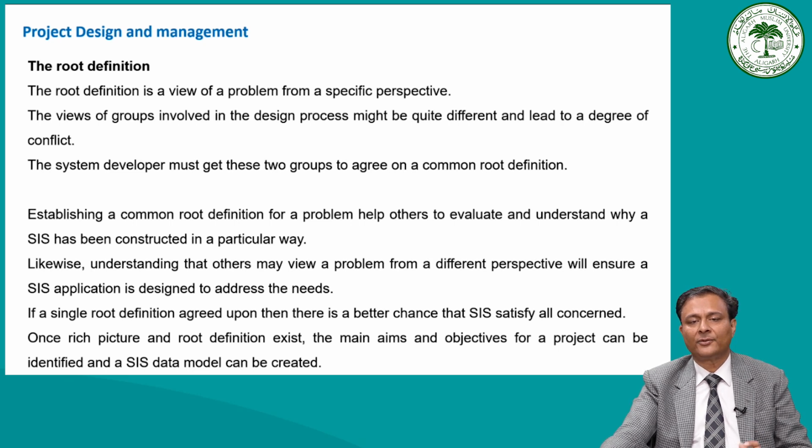Once the rich picture and root definition exist, the main aims and objectives for a project can be identified and a spatial information data model can be created. If it proves difficult to draw a rich picture or formulate a root definition, then the problem being addressed may be unstructured, and unstructured problems, as I have said earlier also, are very difficult to address, but this also happens in spatial information science projects.